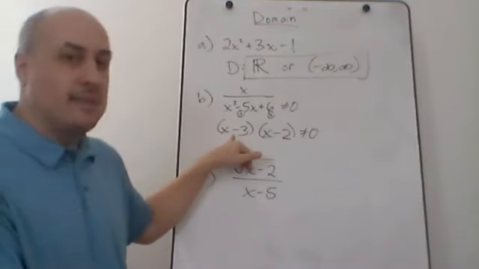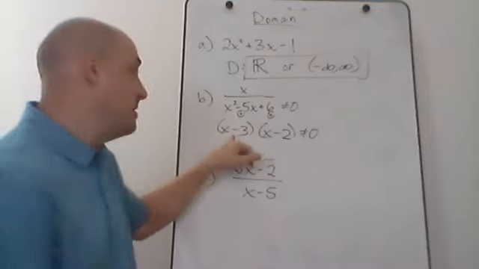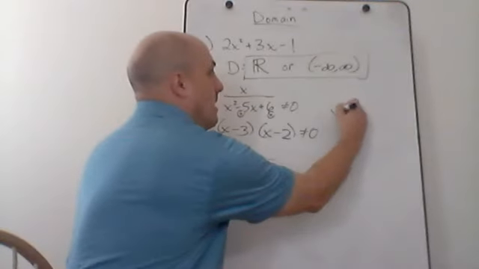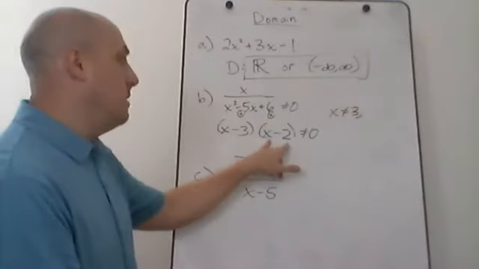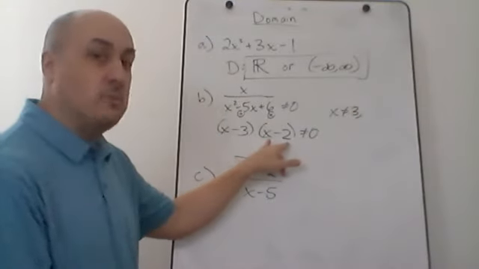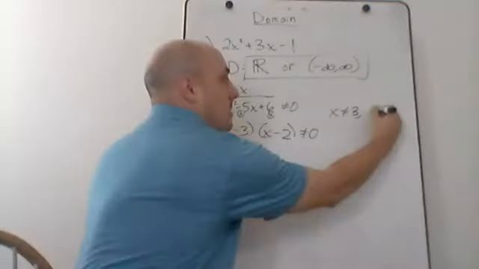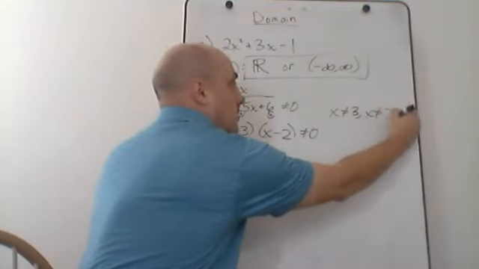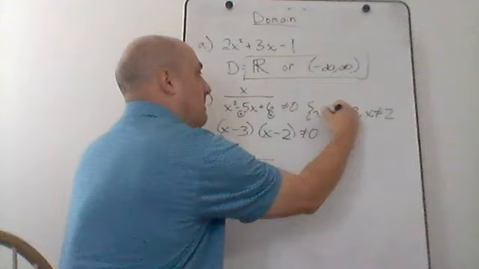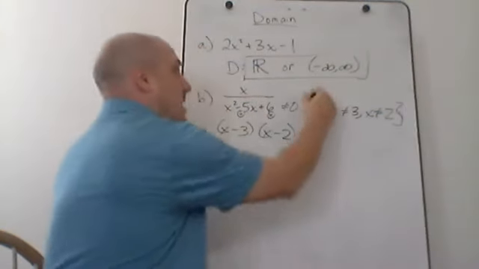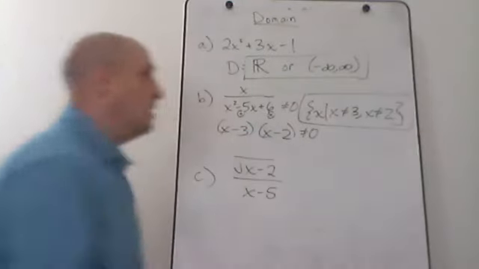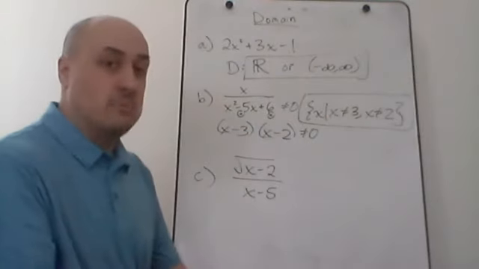Well, if I plug in x equals 3, 3 minus 3 gives me 0. Right, so I get x cannot equal 3, and for this one, when x minus 2, if I plug in x equals 2, that would make that equal 0. So x also cannot equal 2. Right, so we have the set of all x values such that x is not equal to 3 and x is not equal to 2. That's our domain for that expression.